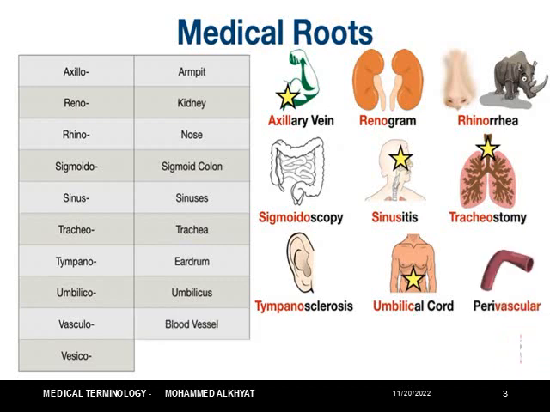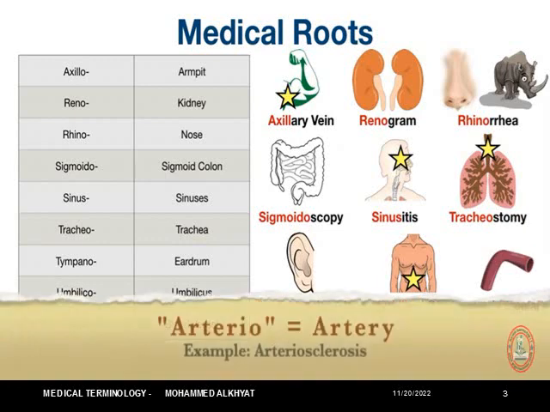An example is perivascular, which means situated or occurring around a blood vessel. Perivascular is a good example of a medical term that uses a prefix, which in this case is peri, meaning around or surrounding, followed by the root word. You might also remember from the last video that arterio refers to an artery.